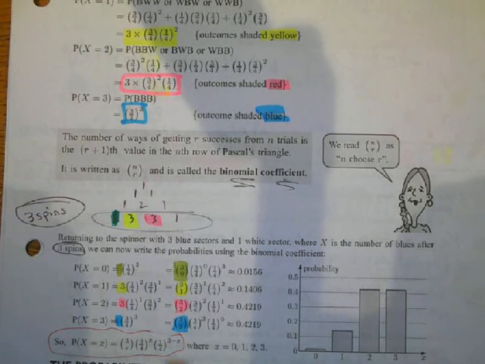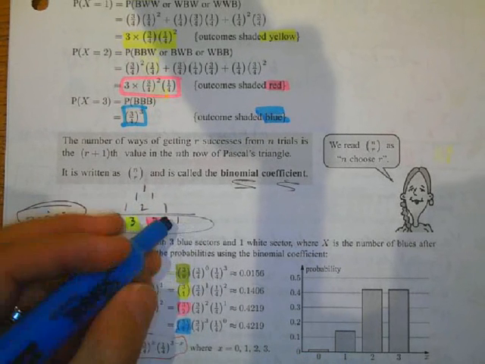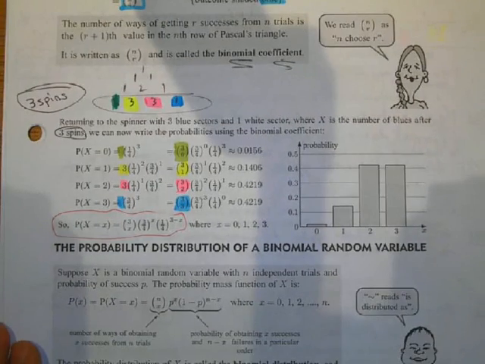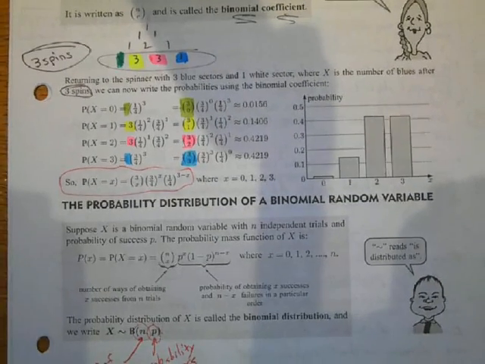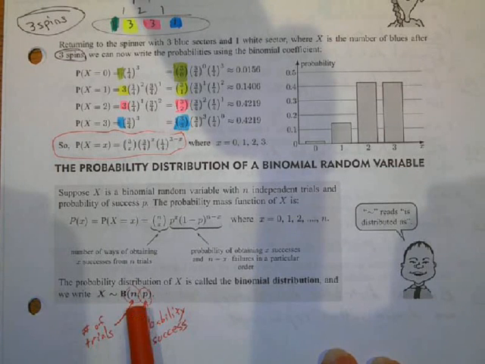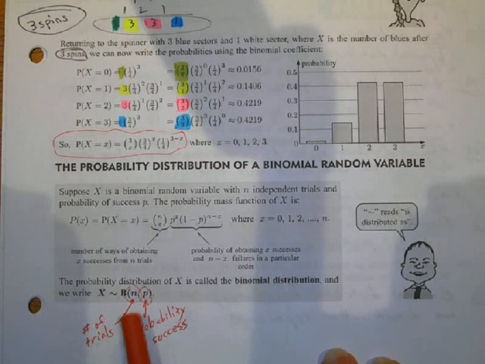Okay, let's go on to the next page. Now, before I do, you might see some notation that looks like this. So N refers to the number of trials, P refers to the probability of success. And the other important thing is, as I mentioned before, these powers together are going to add up to the number of trials.